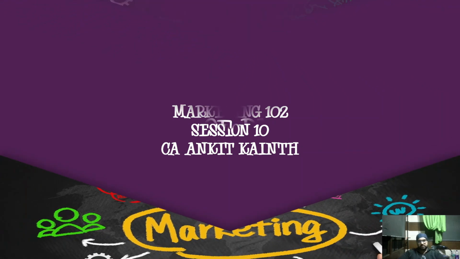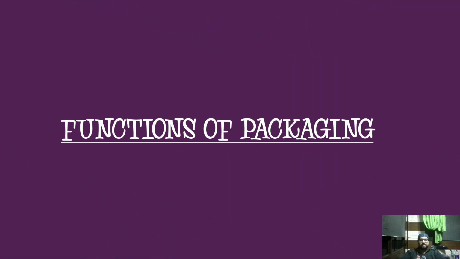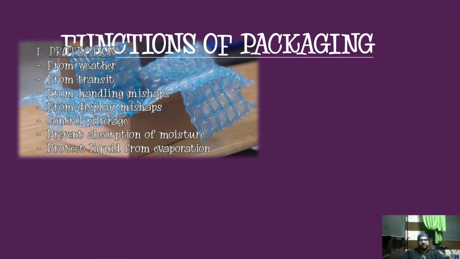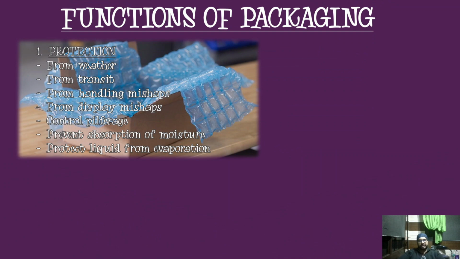So the first topic which we are going to pick today is the functions of packaging. Now the very essential function of packaging is the protection function. Remember this, the primary function of packaging is to protect the product. Now, what does your product need protection from? First and foremost, you have the weather itself, that is the environmental condition, excessive heat or excessive cold or excessive wet condition because of the rainy seasons.